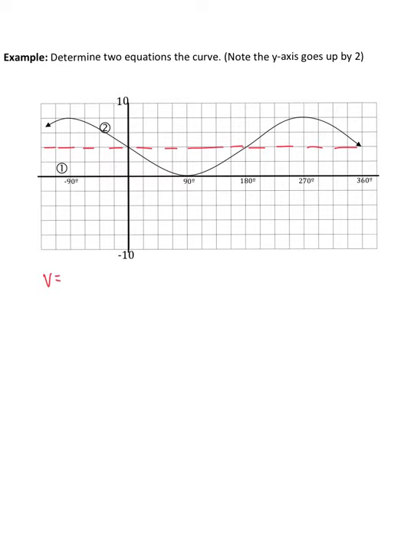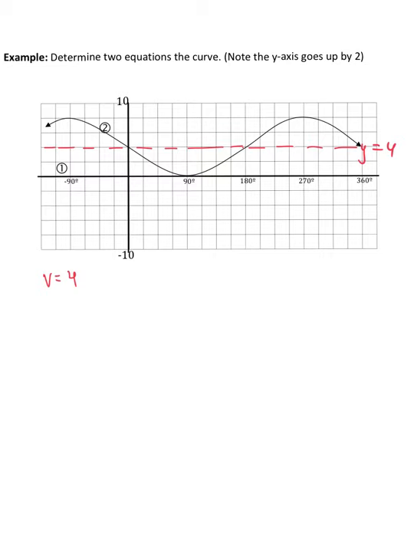So let's look at another example. Here we have another sinusoidal function. I've drawn the midline. The equation for that midline is y equals 4. Again, the y-axis is going up by 2. So that means the v value is 4. The midline that is normally at y equals 0 has been shifted up 4. So we know the v value.